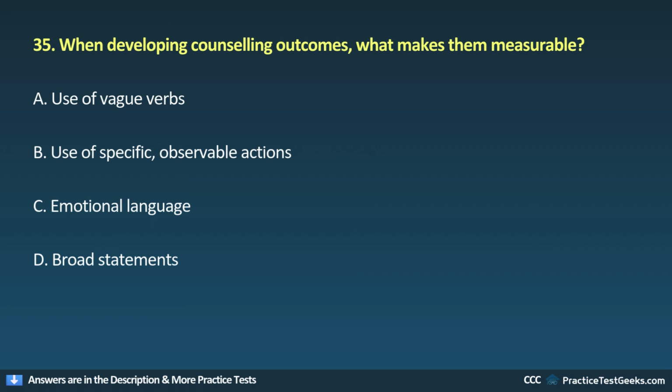35. When developing counseling outcomes, what makes them measurable? A. Use of vague verbs. B. Use of specific, observable actions. C. Emotional language. D. Broad statements.